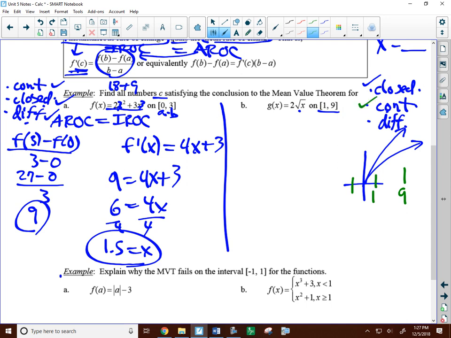So that's good. Is it differentiable? Like, is there any corners, cusp, discontinuity? No. So we can do the mean value theorem, where we will know that AROC equals the IROC at least once.